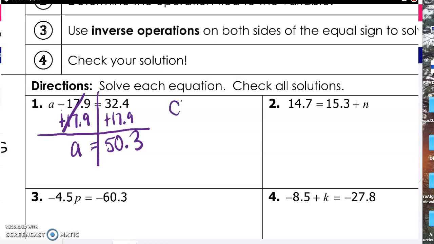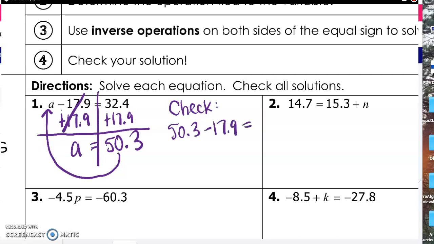Again, to check, all you do is take your answer and plug it in for the variable into the original equation. So you would do 50.3 minus 17.9 in your calculator and make sure it gives you 32.4.